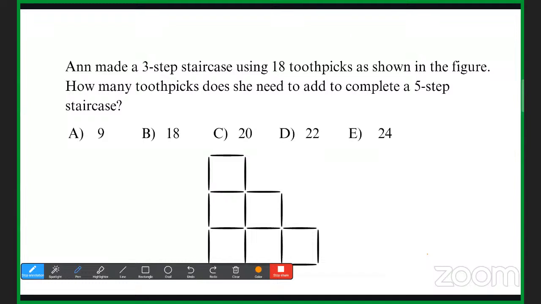Okay, let's discuss. I think it will be 18, ma'am. 36 minus 18. Ma'am, could I explain? You can explain.